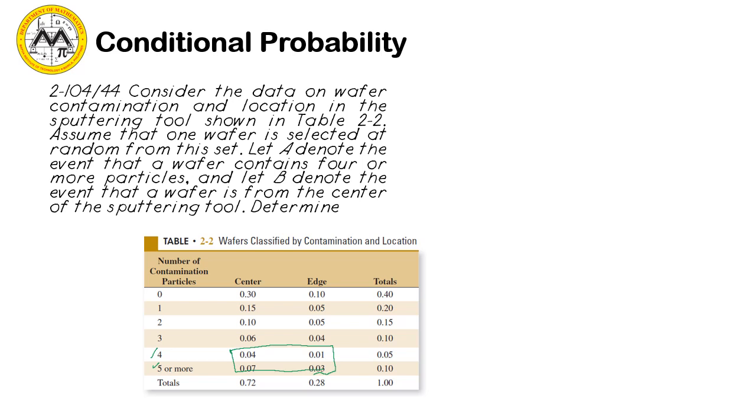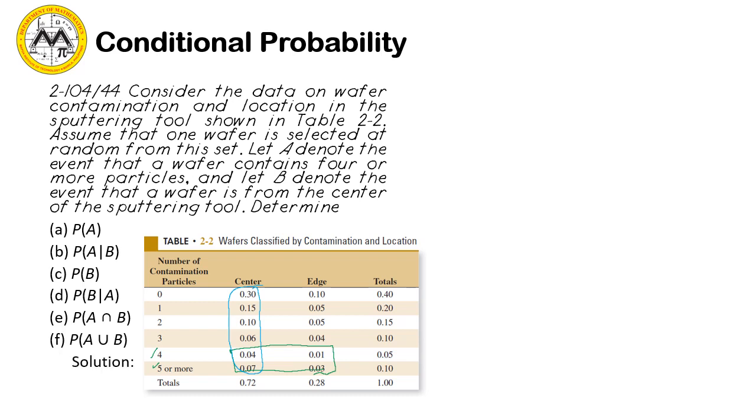And let B denote that the wafer is from the center. So this is B. Determine the following: P of A, P of A given B, P of B, P of B given A, A intersection B, and A union B.